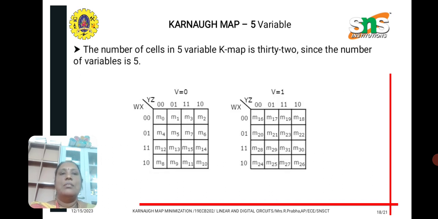And last, there is a 5 variable Karnaugh map. The number of cells in 5 variable Karnaugh map is 32, since the number of variables is 5. So 5 variable Karnaugh map consists of two 4 variable K-maps. One is for the 5th variable value v is 0 and the other for v is 1, and each has 2 digit row values and 2 digit column values, since it has 4 rows and 4 columns. So 0 0, 0 1, 1 1, 1 0 as usual, and column wise it is 0 0, 0 1, 1 1, 1 0.